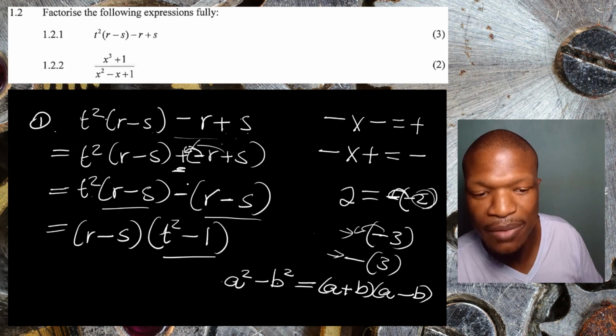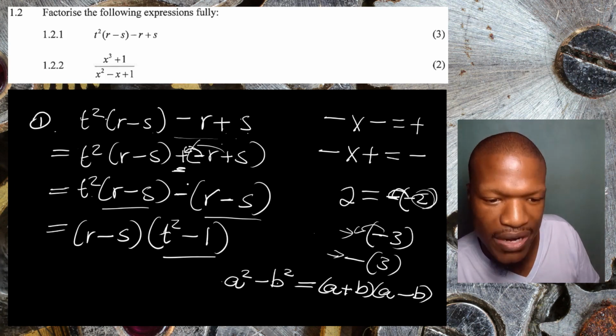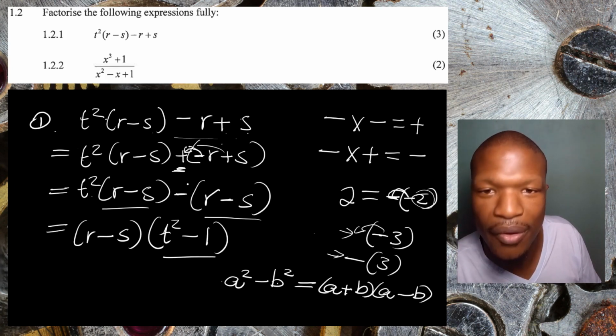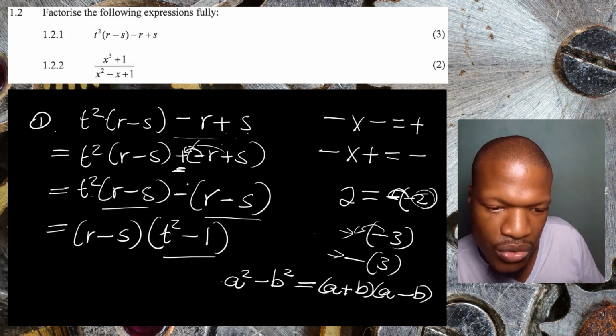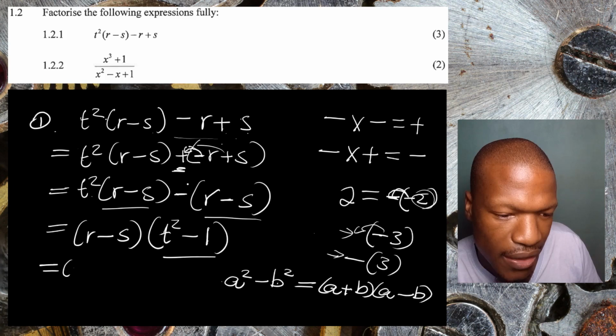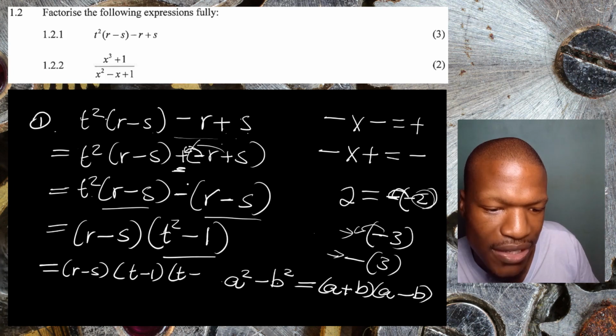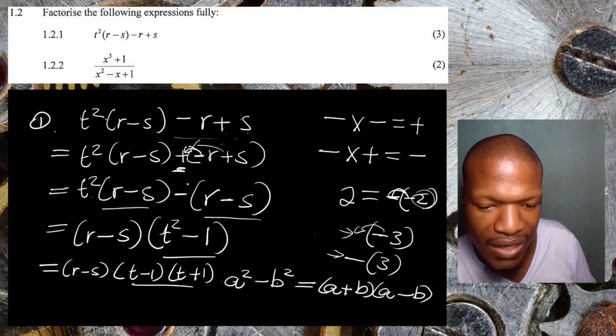And we will do the same thing with t squared minus 1, because 1 is a squared value of 1. It is a cube value of 1. It is 1 to the power 4, right? It is always going to be 1. So let's carry on. That will be r minus s, and then t minus 1, and then t plus 1. We just spoke about this one here.